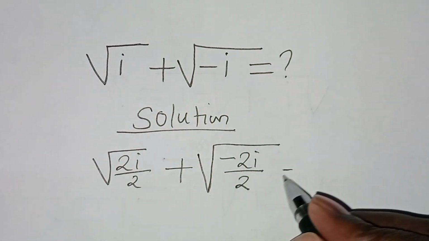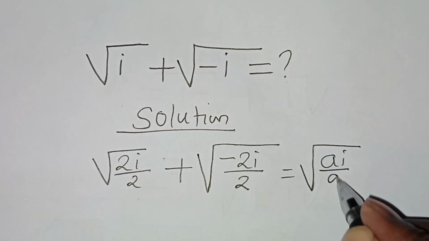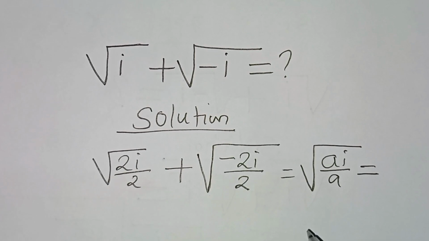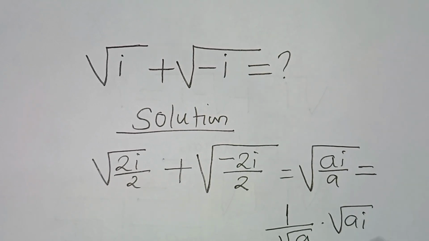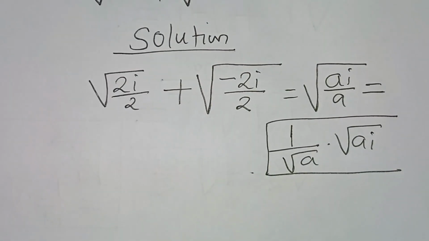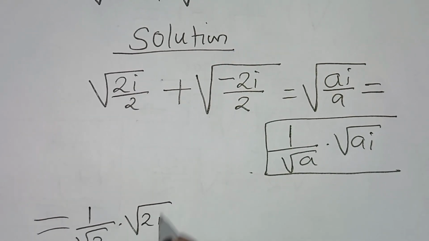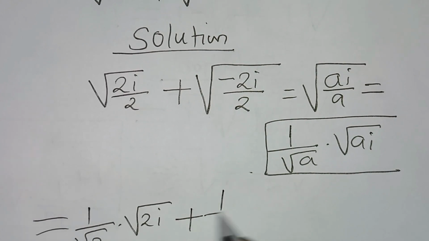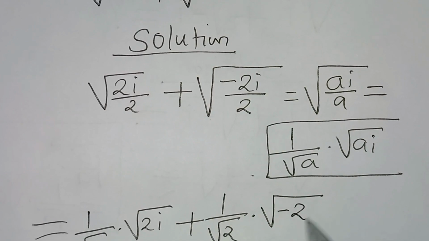Now, given that the square root of a i divided by a can be expressed as 1 over square root of a multiplied by square root of a i. Applying this property, it follows that this is equal to 1 over square root of 2 times square root of 2i plus 1 over square root of 2 multiplied by square root of minus 2i.